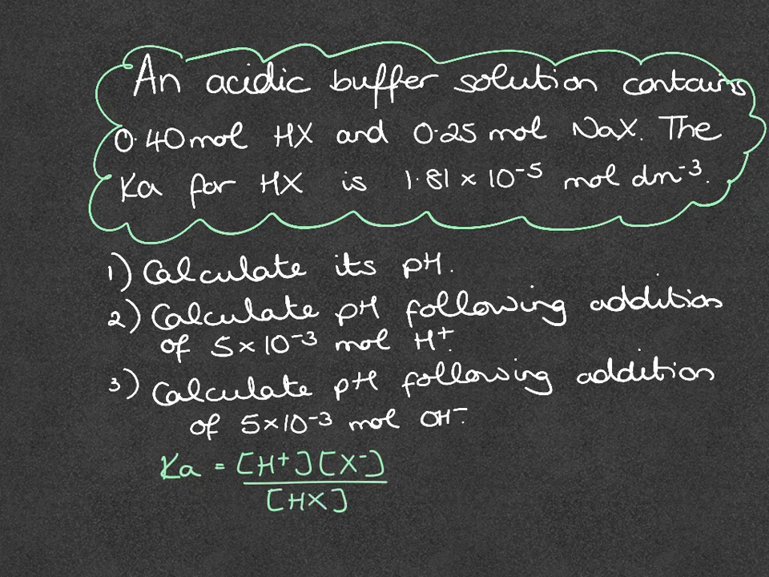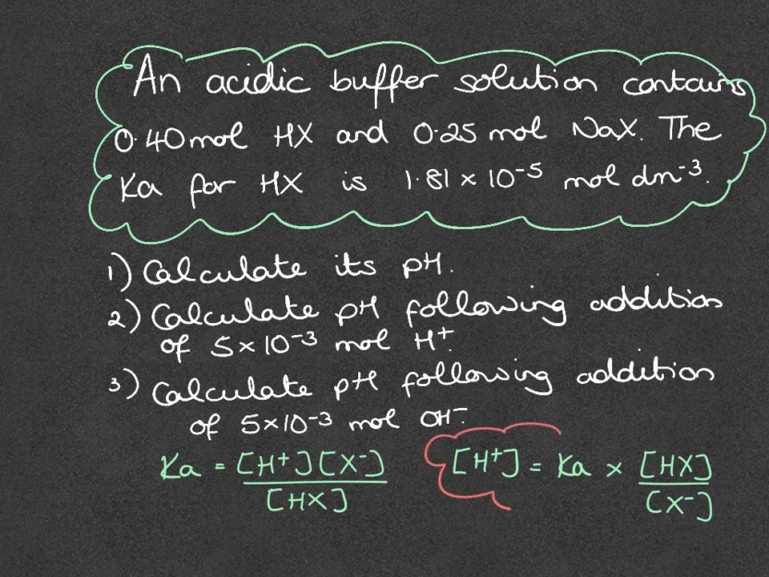Now it doesn't matter if they're not concentrations as long as they're the same thing, because remember, when we are rearranging this, we end up with concentration of H plus is equal to Ka, oh, wait a minute, I've written the wrong symbol there. That should be times concentration of HX over concentration of X minus. So you don't need to convert to concentration or anything like that for this. It's this form that you're going to use to get the moles of H plus and the concentration of H plus and be able to work out what the pH is.